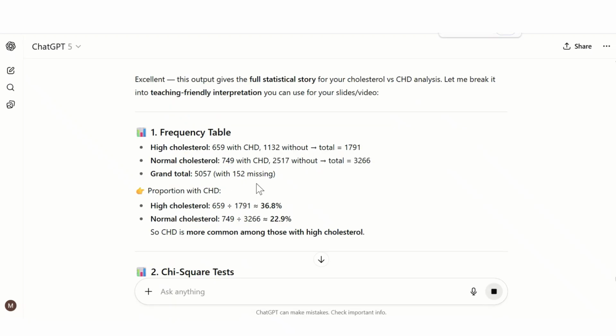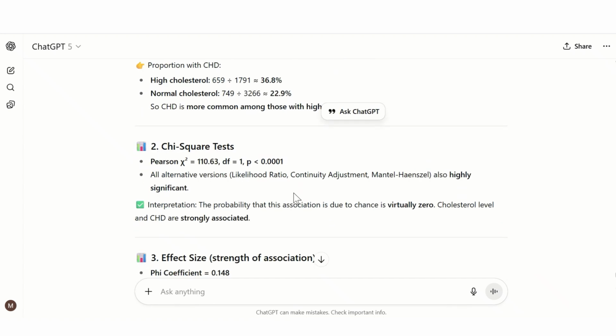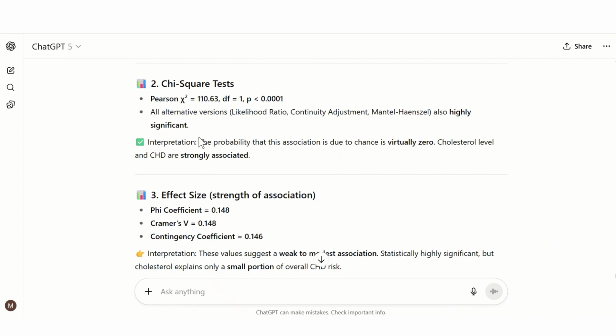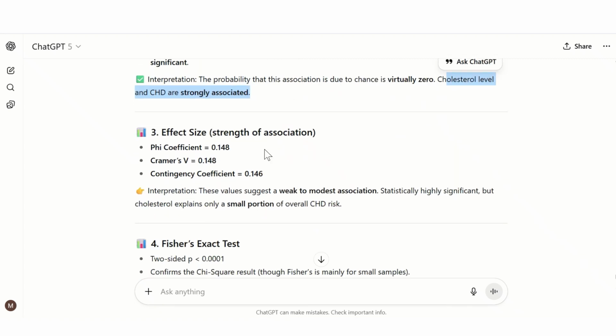Okay, so high cholesterol 615 out of these, normal cholesterol these many individuals out of these, and so on. These are the same values which we calculated by hand. 36% of the individuals with high cholesterol develop chronic heart disease, 22.9% of normal cholesterol individuals develop chronic heart disease, and chi-square test is 110.6, very close to the one which we calculated by hand, and obviously it is less than 0.05, indicating that the probability that this association is due to chance is virtually zero. Cholesterol level and chronic heart disease are strongly associated.